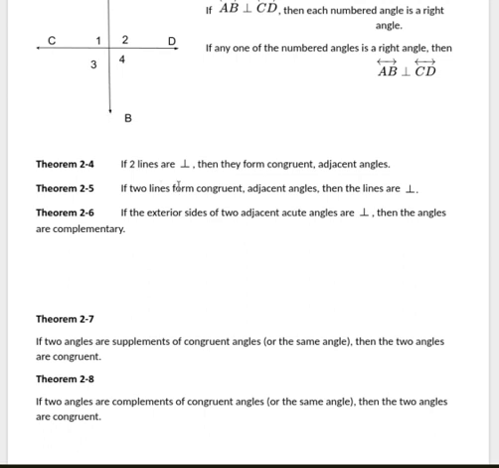The next theorem, if two lines form congruent adjacent angles, then the lines are perpendicular. That's just the converse of theorem 2-4. If we know that angles 2 and 4 are congruent and adjacent, then we have to say that these lines are perpendicular.